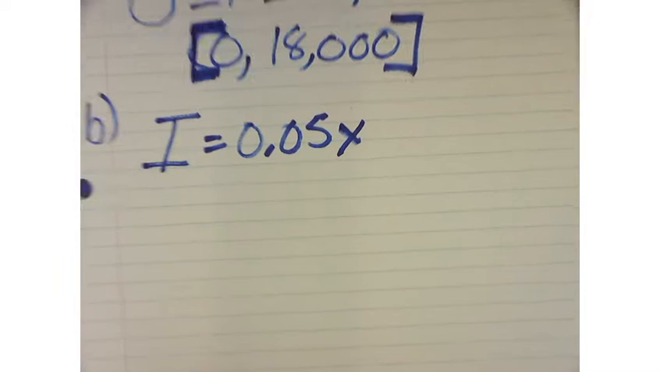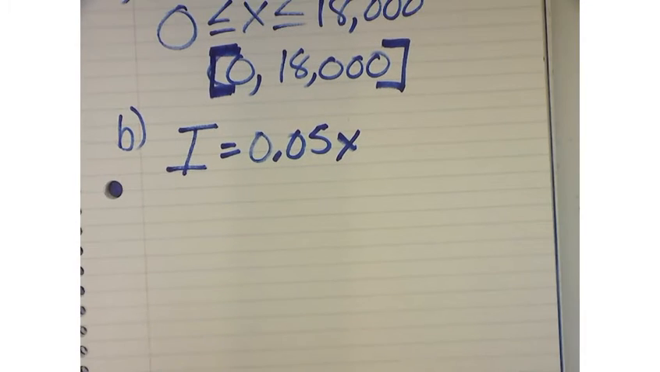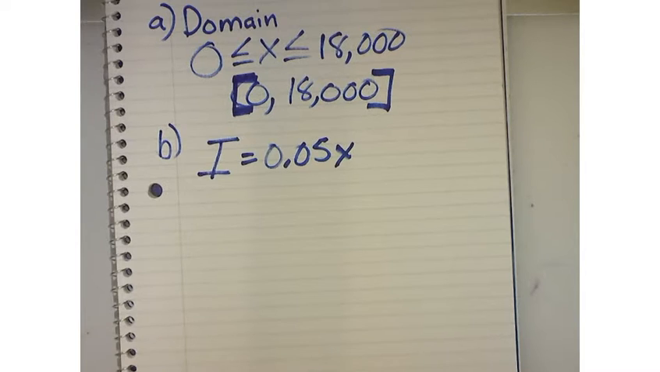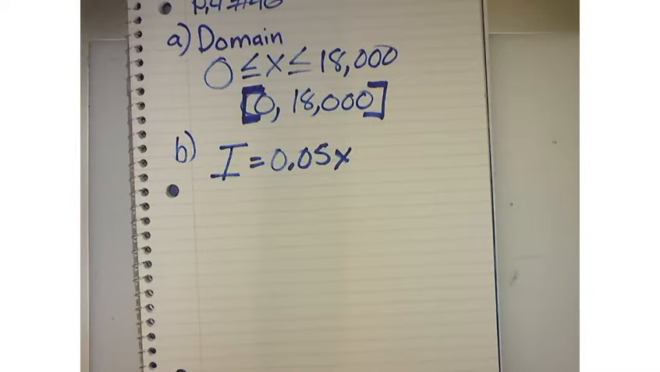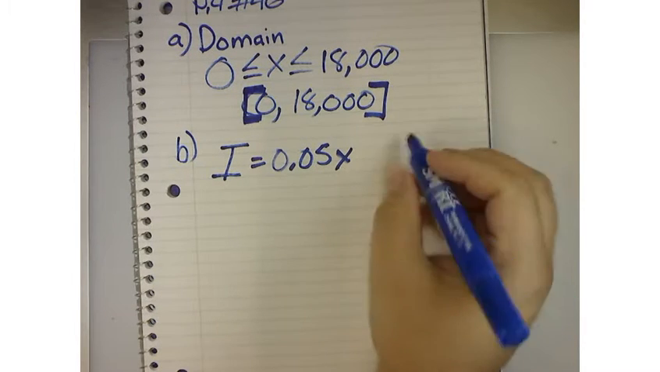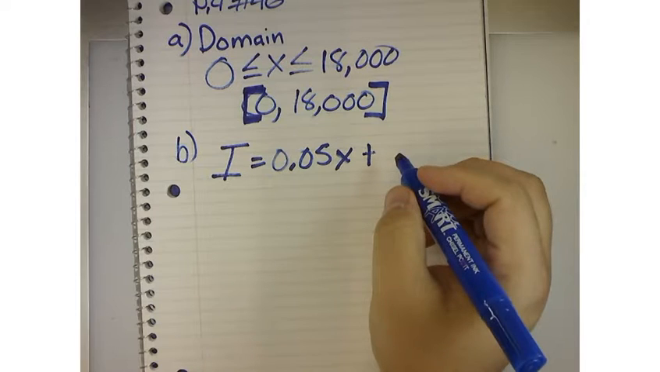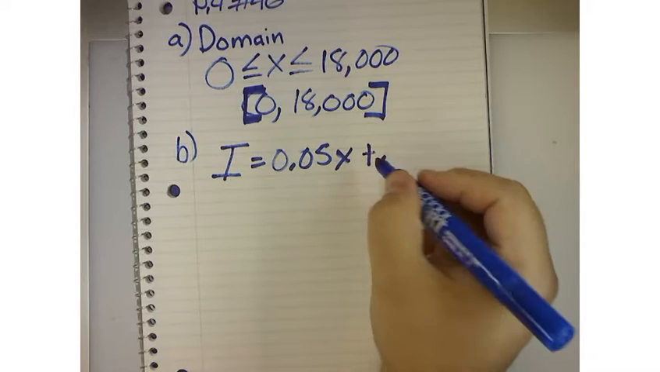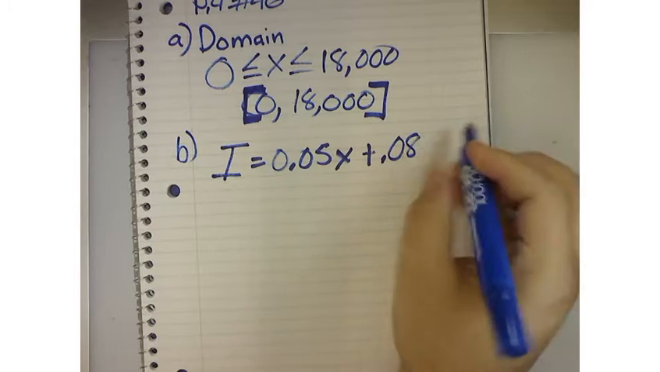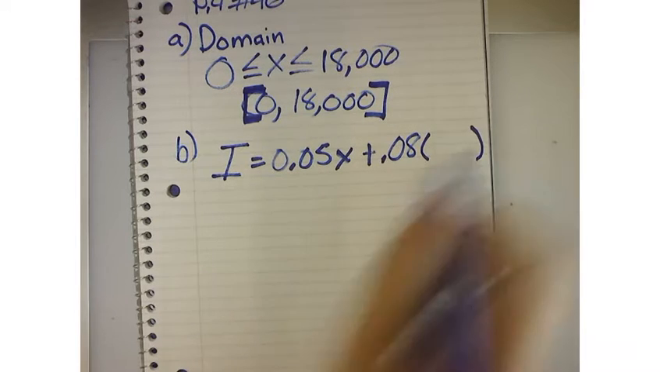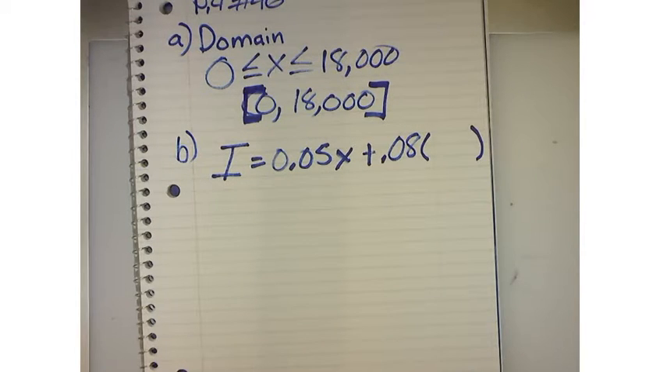Now, what about the rest of the money? Let's assume that she doesn't invest all 18,000. Is she going to earn interest on that as well? Yeah. And how much? What's the interest rate on whatever's left over? 8%. And what's 8% as a decimal? 0.08. So if I have 0.08, how do I represent the money that's left over from the 18,000?